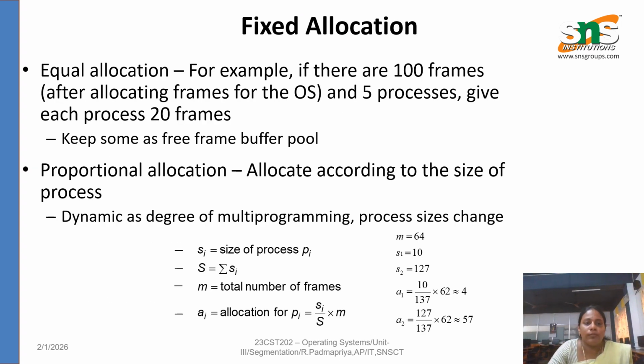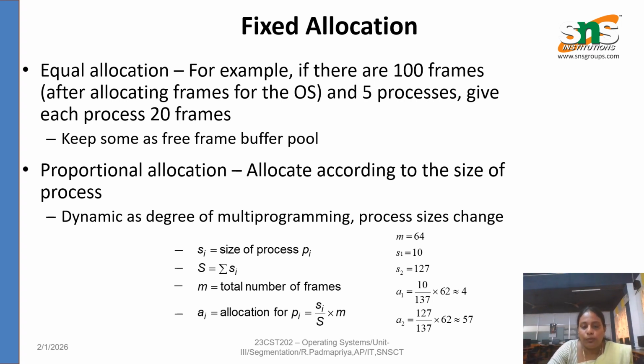Fixed allocation means equal allocation. For example, if there are 100 frames and 5 processes, give each process 20 frames. Keep some as a free frame buffer pool. Proportional allocation allocates according to the size of the process. It is dynamic, as the degree of multiprogramming and process sizes change.